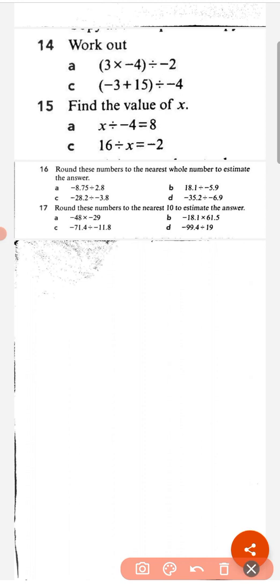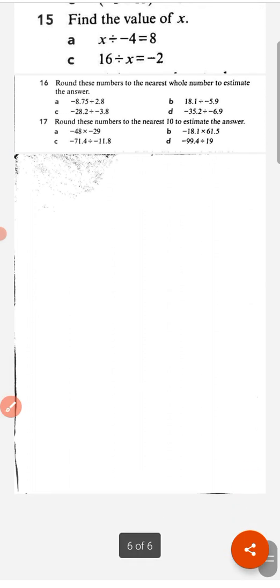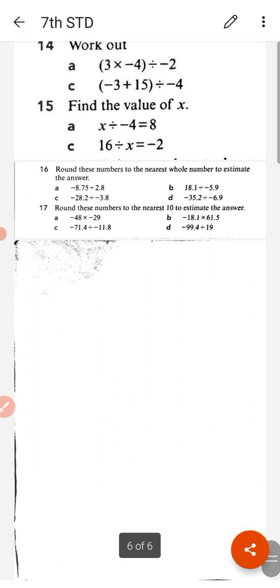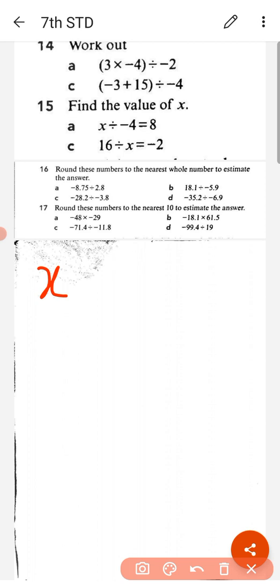Next question is find the value of x. X divided by negative 4 is equal to 8. X is an unknown number. We don't know it, that is unknown. So now we are finding the value of x. X divided by negative 4 is equal to 8.